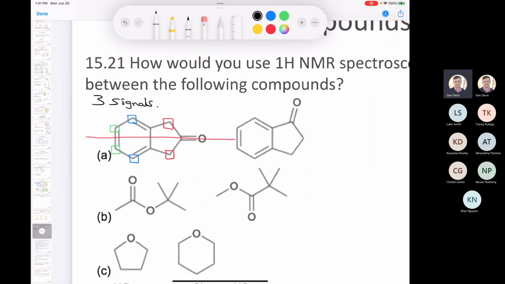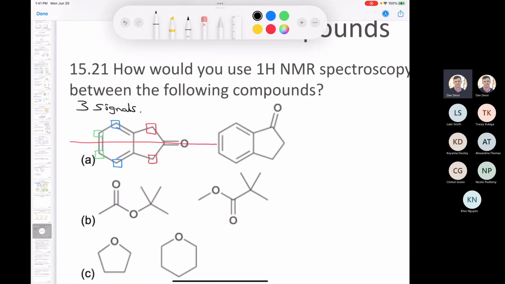However, in the molecule on the right, there's no plane of symmetry.